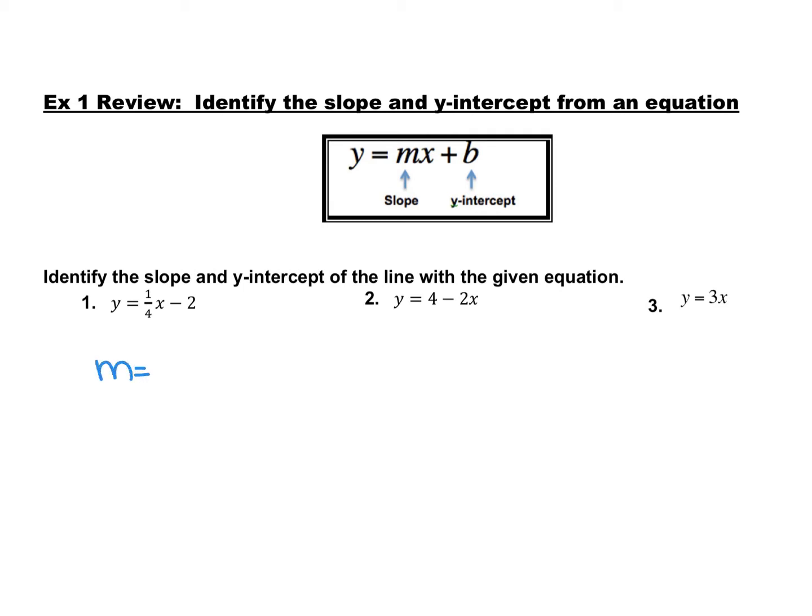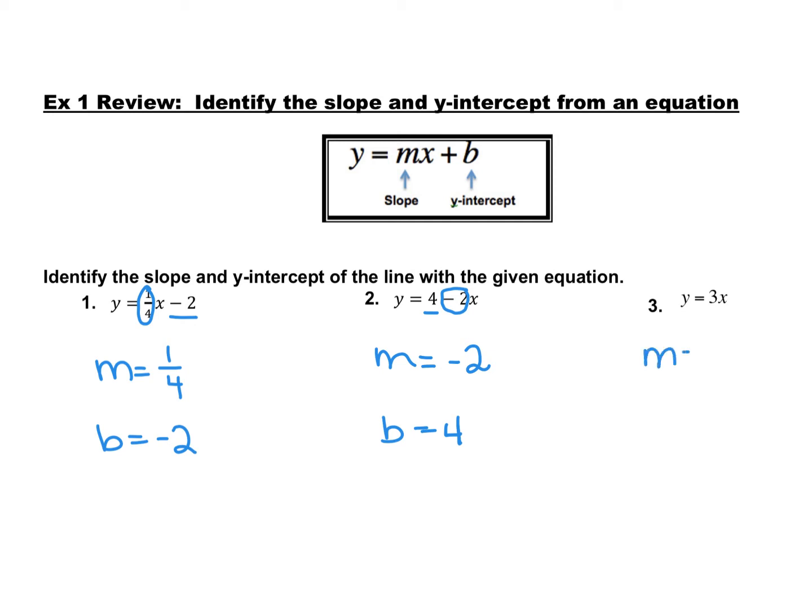So I have my slope, and remember the slope is the number that is with our variable. So in this case right here, my slope is 1/4, and our y-intercept then is the number without the variable, and we cannot forget that we have a minus or a negative 2 there for that y-intercept. For number 2, let's go ahead and write down our m and our b. And again, our number with our variable, and we have to take that operation that's right before that, which makes that number with the variable a -2. And then our number without the variable is our 4. So the y-intercept is the 4.